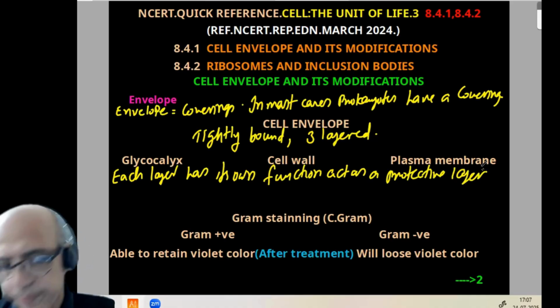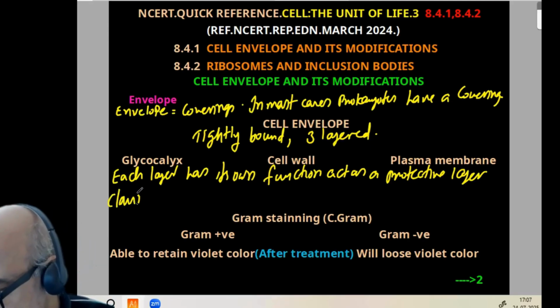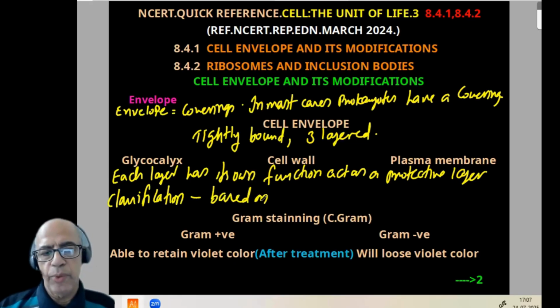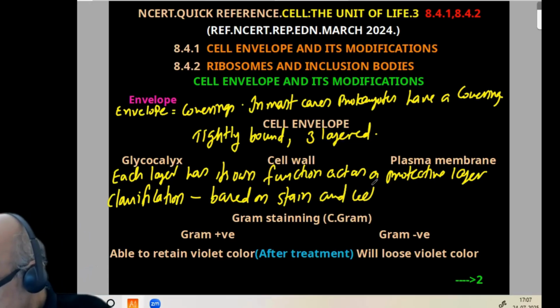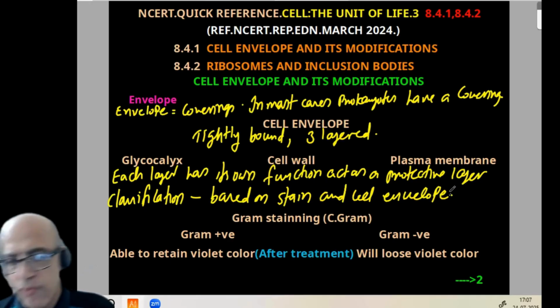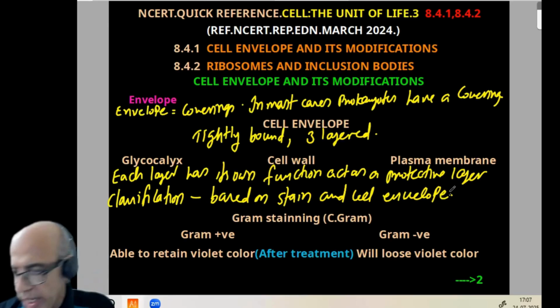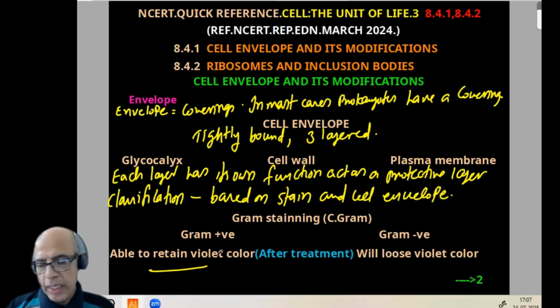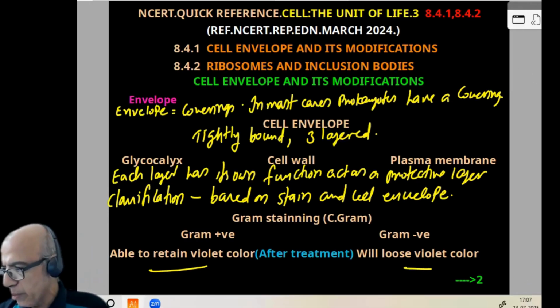Now coming to classification, how bacteria have been classified. Bacteria are mainly classified based on stain and cell envelope. This is given by a famous method called gram staining by the Danish bacteriologist Christian Gram. According to that staining, there are 2 types, gram positive and gram negative. Gram positive means able to retain the violet color after treatment, while in gram negative we lose the violet coloration after treatment. I think the idea is clear, so we can proceed to the second page.